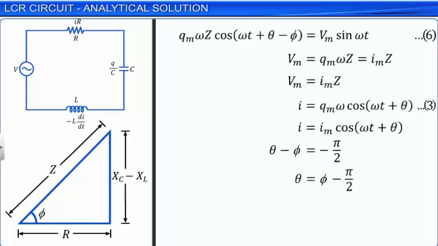We can simplify the above equation as I equal to Im cos(ωt + φ minus π by 2). Thus, we have the instantaneous current in an LCR circuit, I, is equal to the maximum current in the circuit, Im, into sin(ωt + φ).